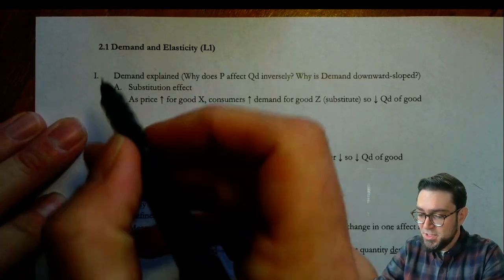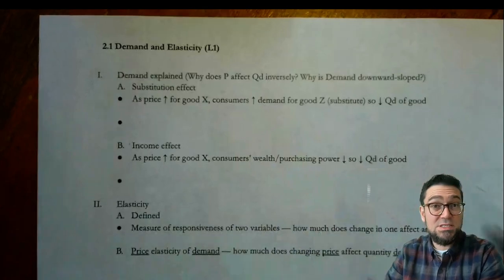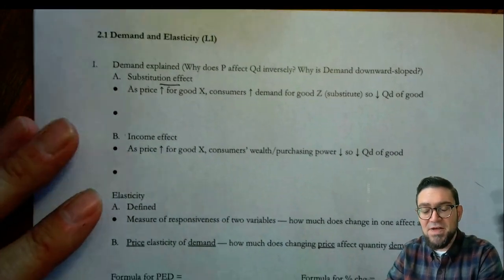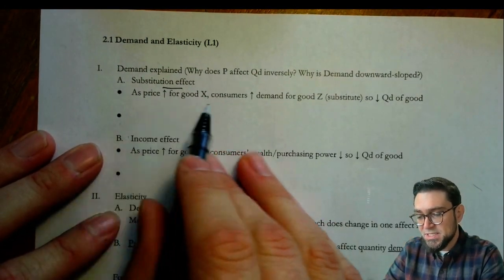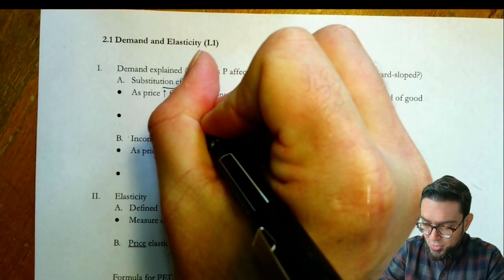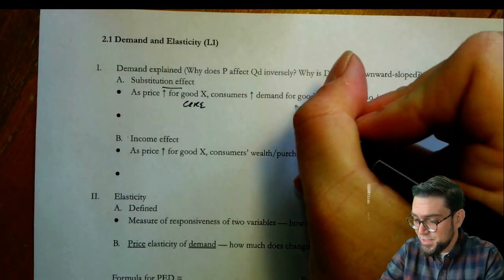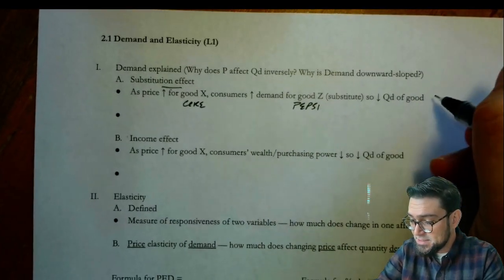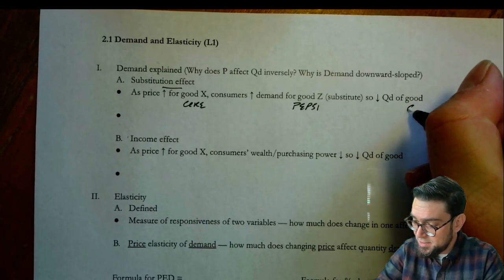So in this first portion, part one, we're really talking about two reasons why demand is downward sloping. The first is called the substitution effect. The other is the income effect. And the first idea here, in technical terms, is that as the price increases for, say, Coke, consumers will increase their demand for Pepsi, and that's a substitute. And so they'll decrease their quantity demanded of Coke.